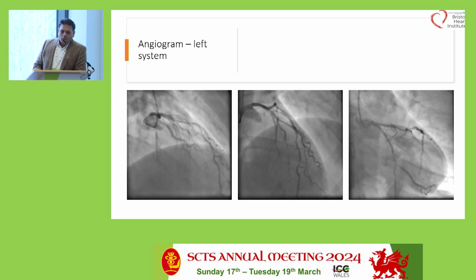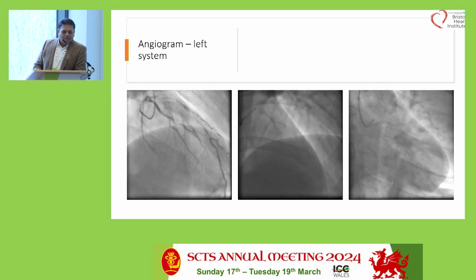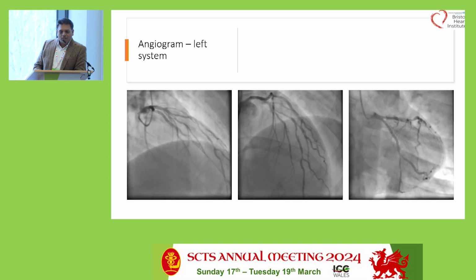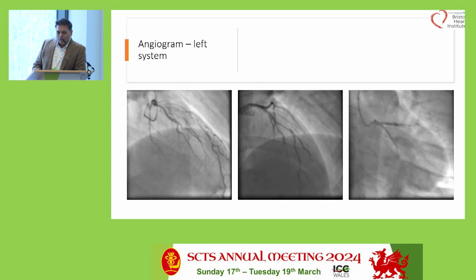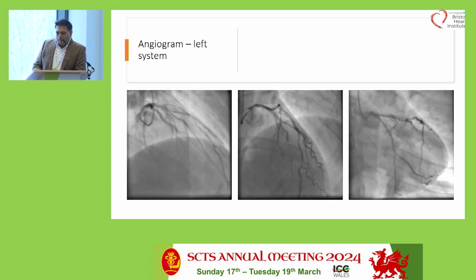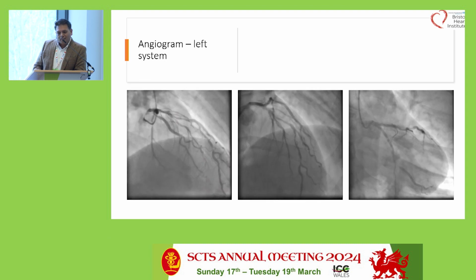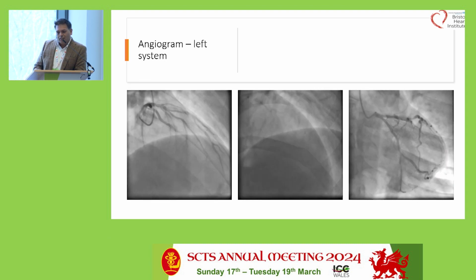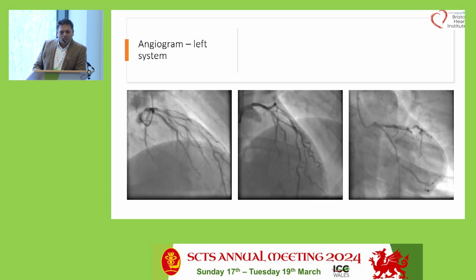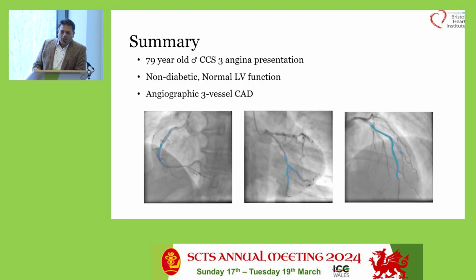The left system shows diffuse disease in the LAD that involves the proximal as well as the mid portion, and there's a bit of disease in the diagonal vessel. The circumflex has a bifurcation lesion that involves the obtuse marginal and the ongoing circumflex branches. So angiographically, you'd say the patient has triple vessel disease. And this is where it becomes very interesting what the options are for this patient.